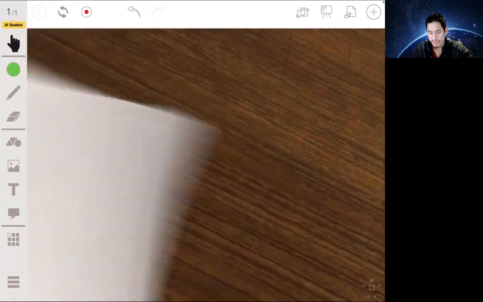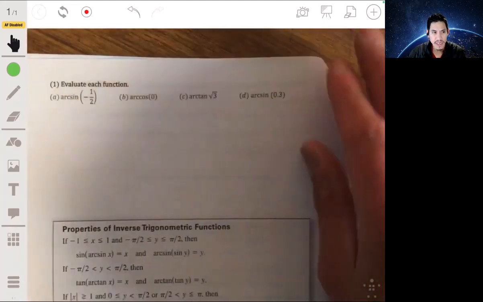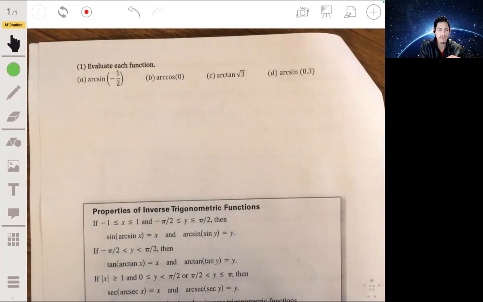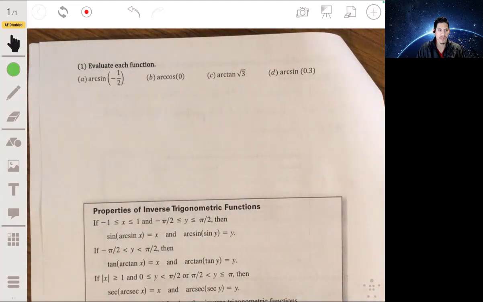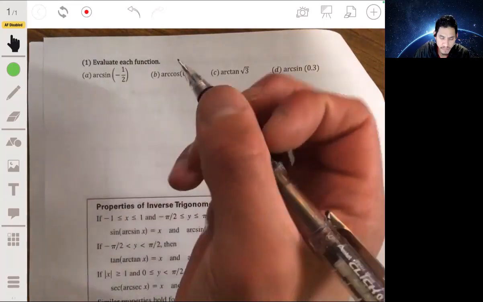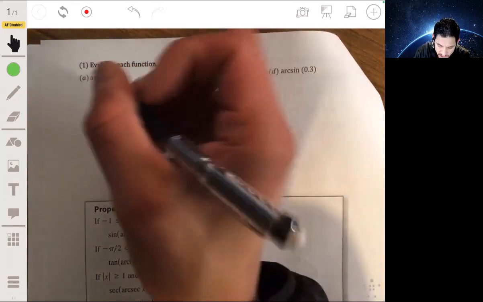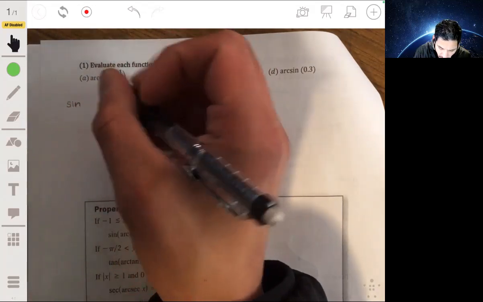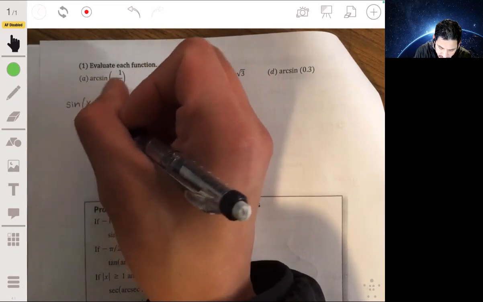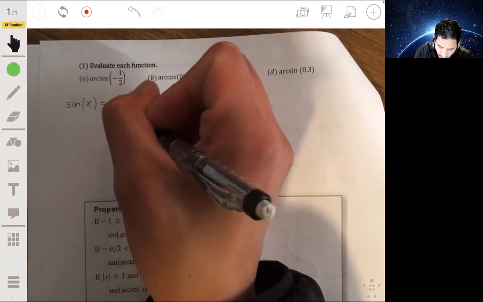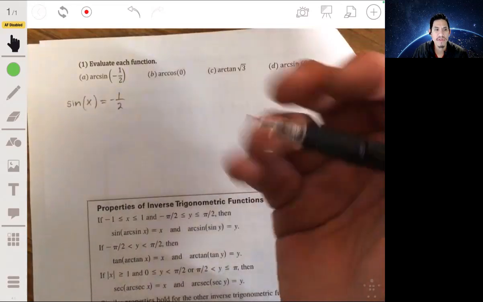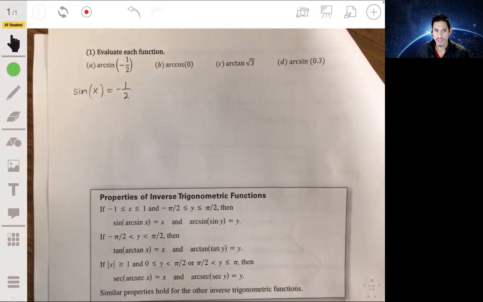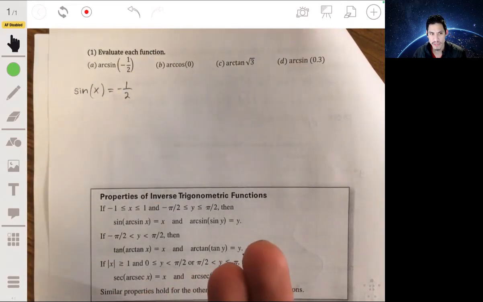Let's go over now how we evaluate the inverse trig function and how we can solve these equations. Okay, so we want to find first the arc sine of -1/2. Another way to look at this is to solve the equation where you have the sine of x is equal to -1/2. Because remember, the inverse function is kind of like going backwards from the regular function. It undoes what the original function does.